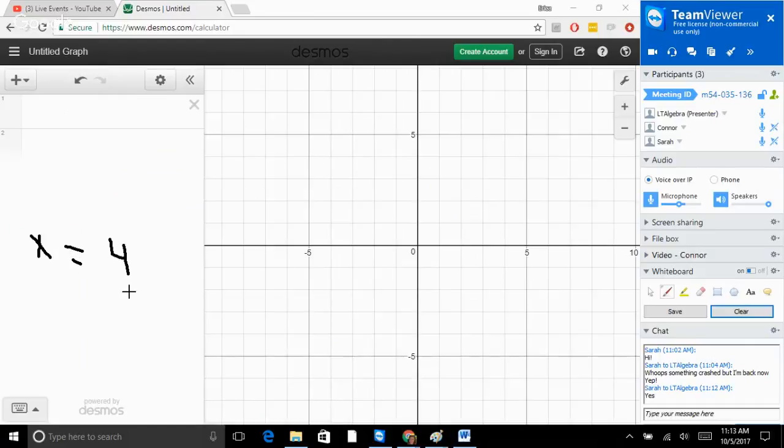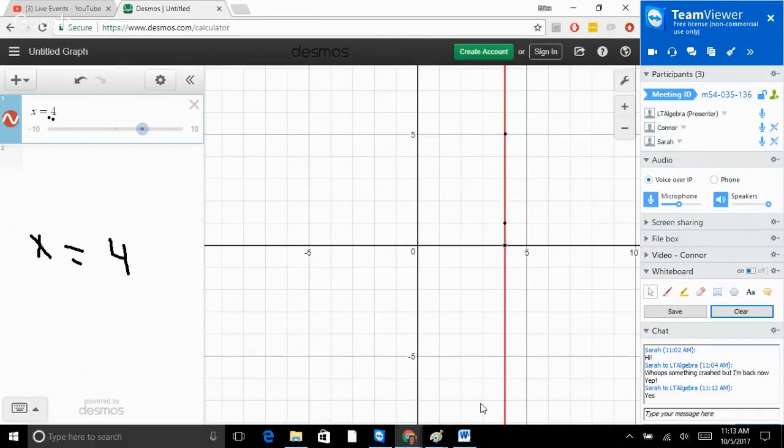For whatever reason, this always used to confuse me. So what does the graph of x equals 4 look like? It doesn't matter what my y value is, right? X always equals 4. So when y equals 0, x equals 4. When y equals 1, x equals 4. When y equals 5, x equals 4. So if I wanted to graph x equals 4, it's actually just going to be a vertical line through x equals 4.